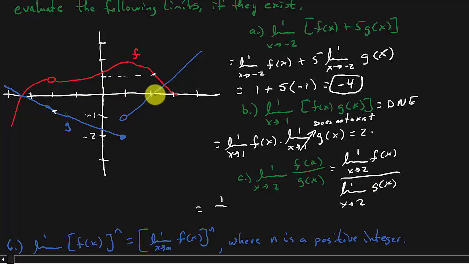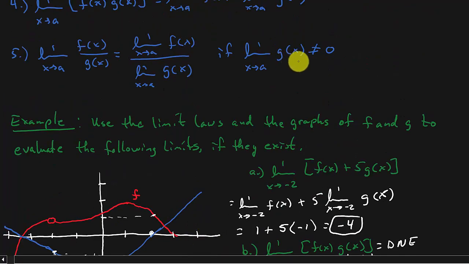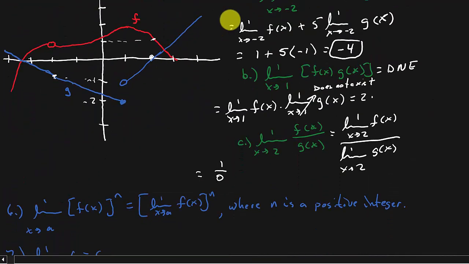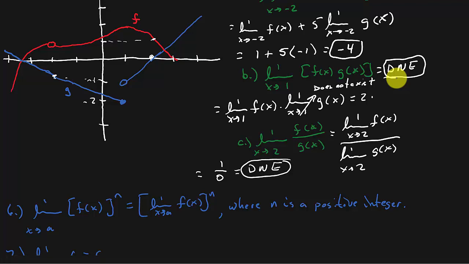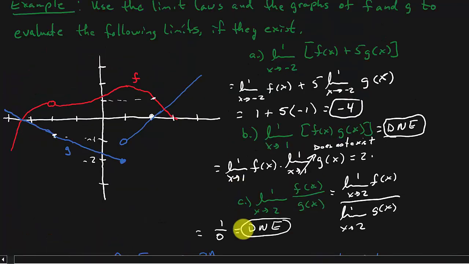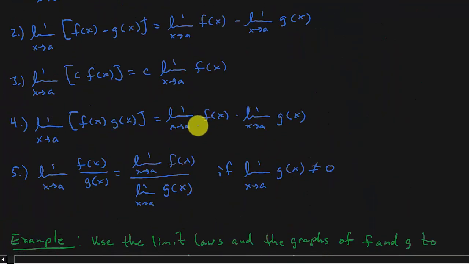So as we go to 2, you can see this limit right here. That's a y value of 0. And so that gives us 1 over 0. Well, we know that's undefined, and this limit law says if g of x does not equal 0. So we know this one does not exist. All right, so that's a little bit of how you can do these limits. Looking at a graph, you can split them up like that using these laws right here.